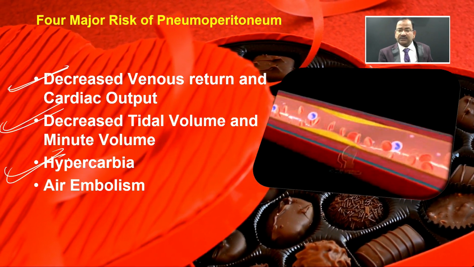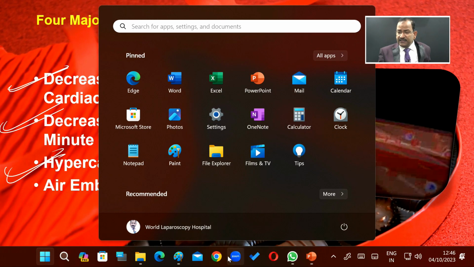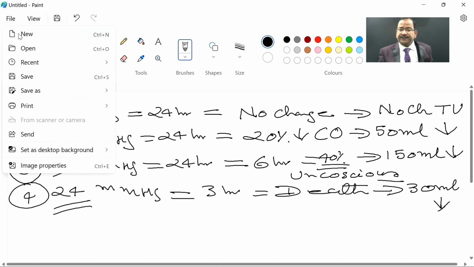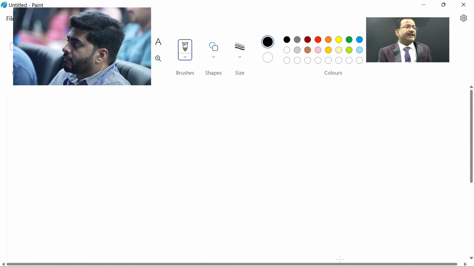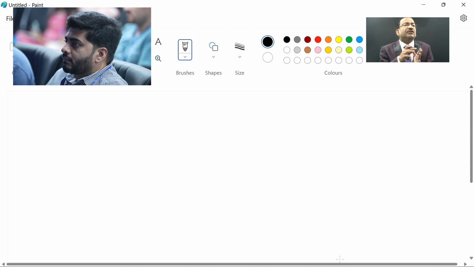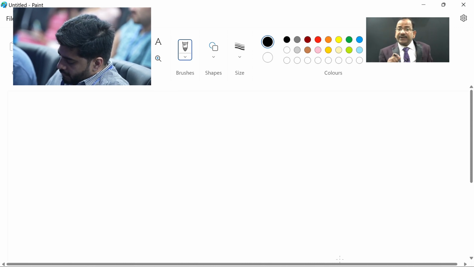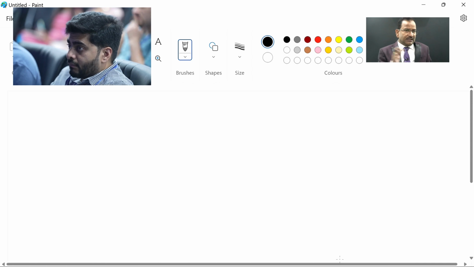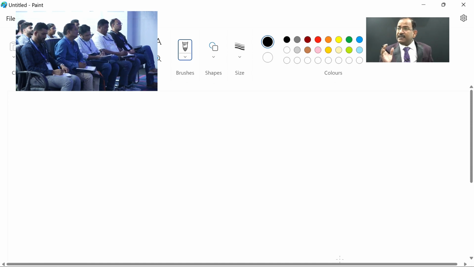The third problem of CO2 is hypercarbia. Unfortunately, CO2 has one big problem: it is 200 times more absorbable than oxygen and 20 times more absorbable than room air. Absorbable means it gets absorbed by the peritoneal membrane. Our peritoneal membrane is a semi-permeable membrane. That is why nephrologists are doing peritoneal dialysis, because it can exchange fluid very fast, even urea and even sodium and potassium. So, the peritoneum is a very good permeable membrane.